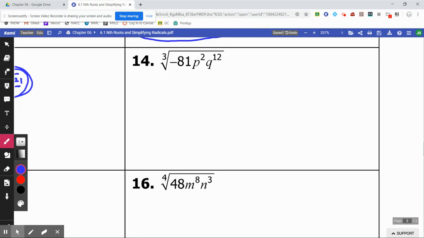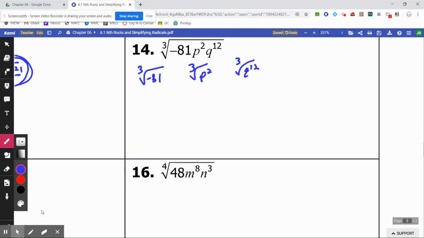Number 14, split it. Cube root of negative 81. You don't know that, so we will have to split that. The cube root of p squared and the cube root of q to the 12th. Now you do know negative 27, which is inside of that 81, so let's split it into that times 3. Cube root of p squared: there's no multiple of 3 that's smaller than 2, so we're just going to have to leave it. And we actually know this one already, so we can leave it as well.